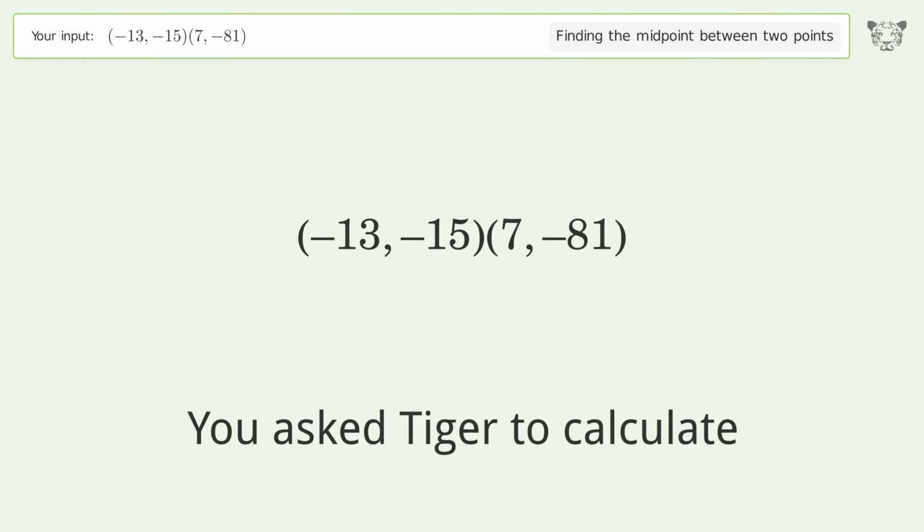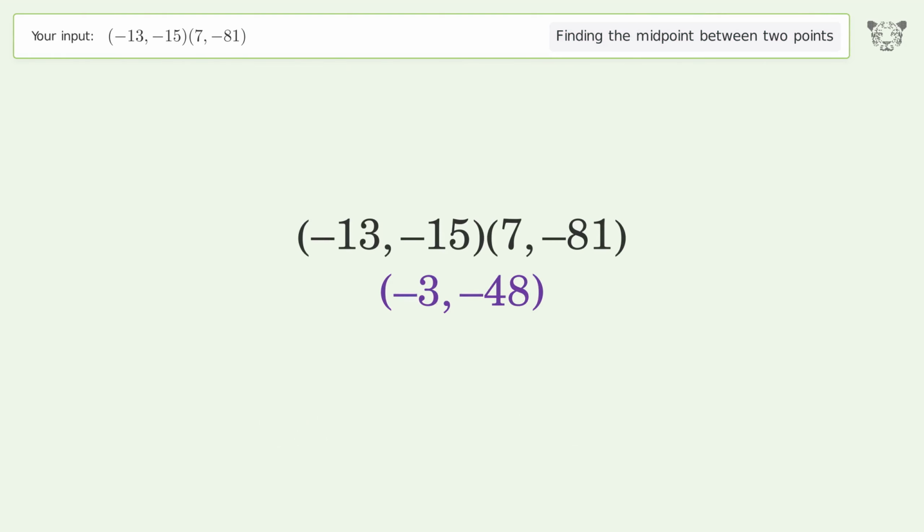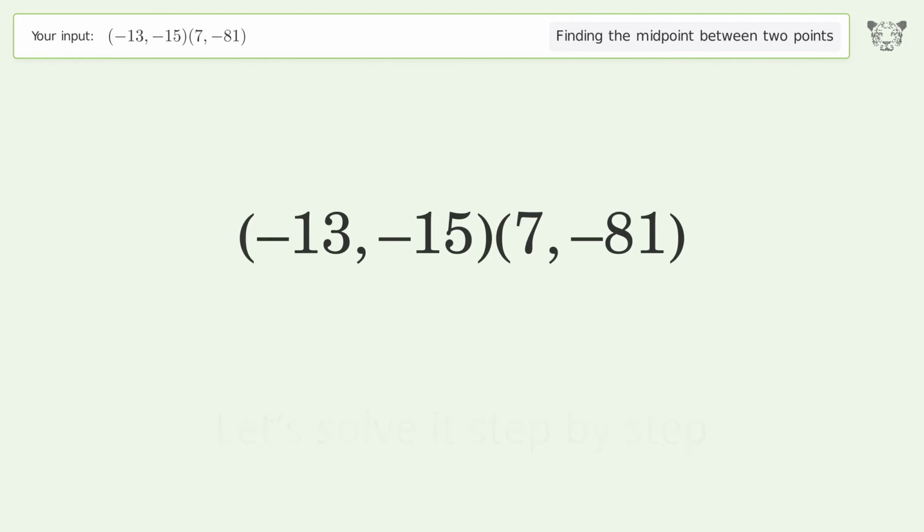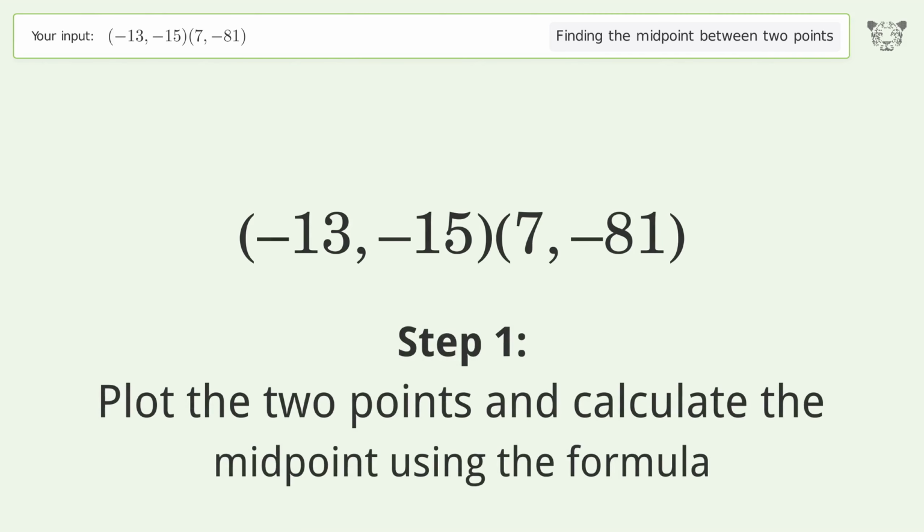You ask Tiger to calculate. This deals with finding the midpoint between 2 points. The midpoint between the 2 points is -3, -48. Let's solve it step by step. Plot the 2 points and calculate the midpoint using the formula.